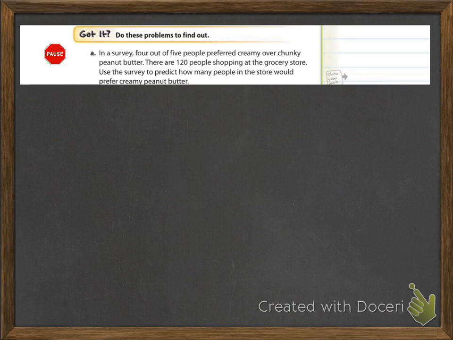So it says in a survey, 4 out of 5 people, so as soon as I read that, I'm gonna start annotating here. So we've got 4 out of 5 people preferred creamy over chunky. So before I do anything, I'm gonna just go ahead and pull this information out and write it over here. All right, so as you can tell, I left the bottom part open because I want you to first make sure that you don't make a common mistake.